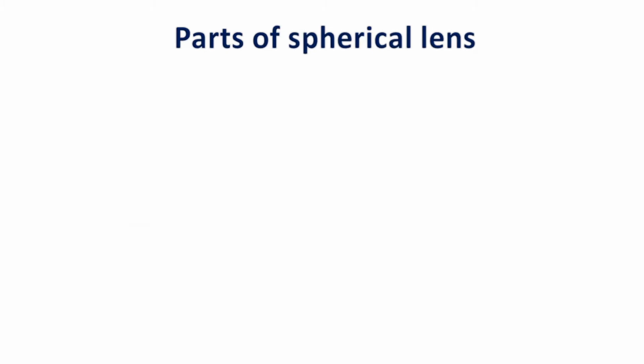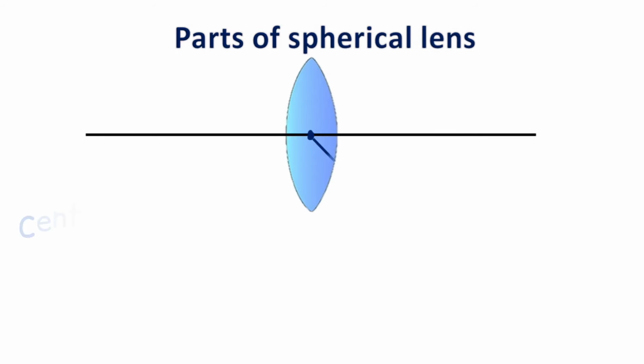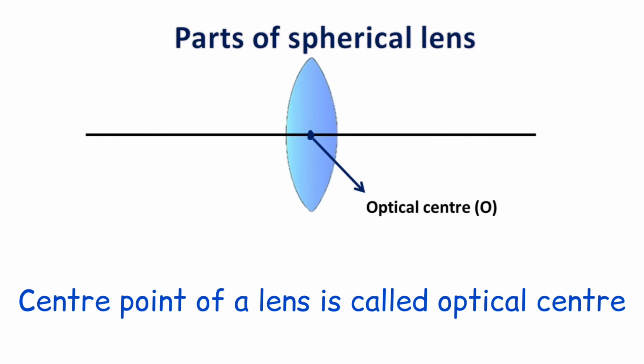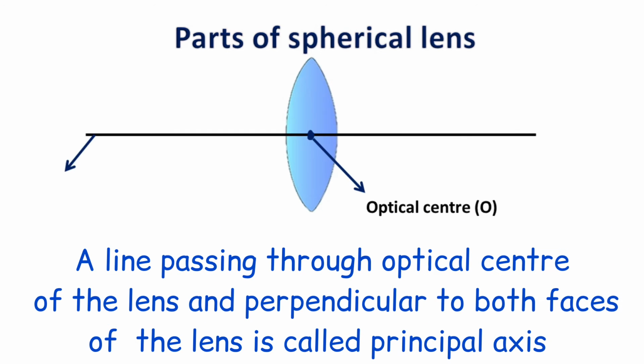Let's now understand the different parts of a spherical lens. The center point of a lens is known as its optical center. It is usually denoted by the letter O. Sometimes it can also be denoted by the letter C. The principal axis of the lens is a line passing through the optical center of the lens and perpendicular to both faces of the lens.